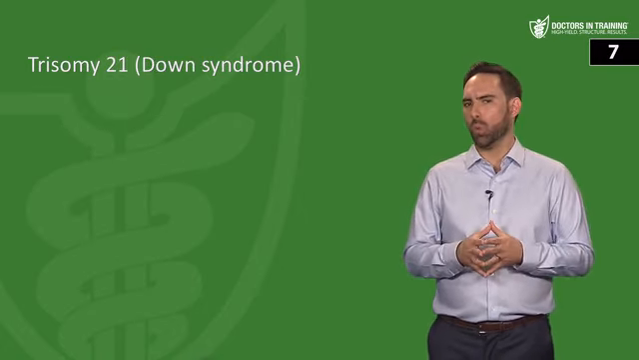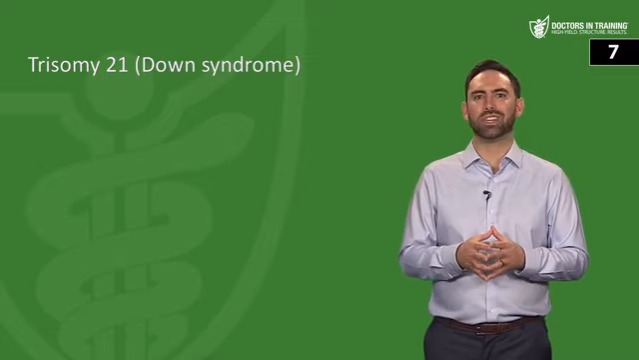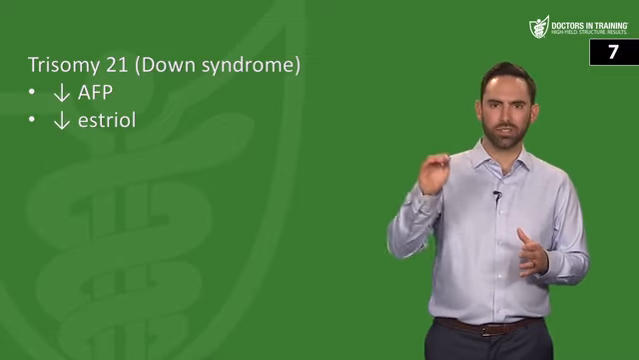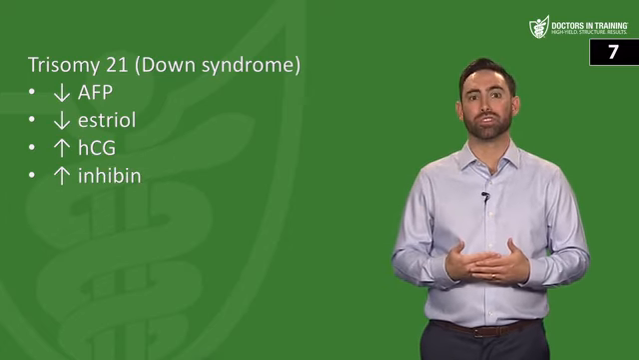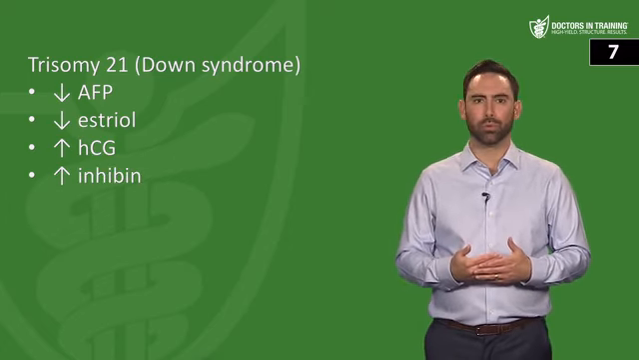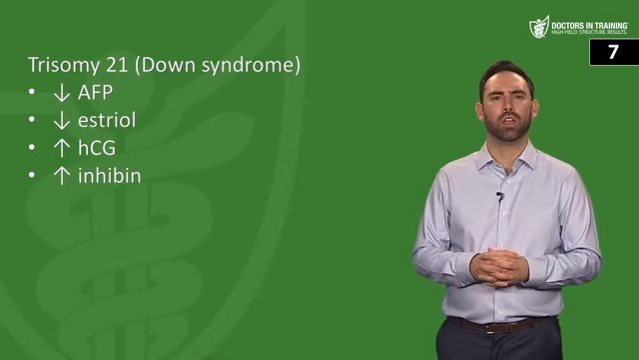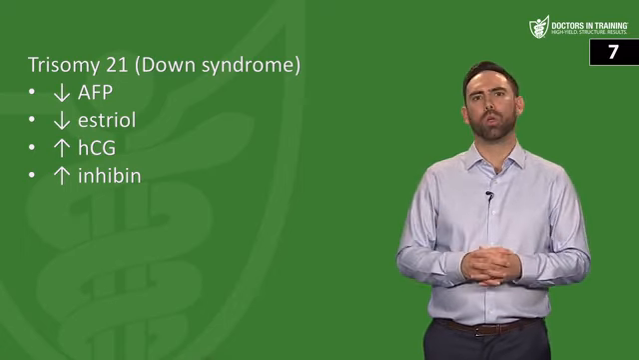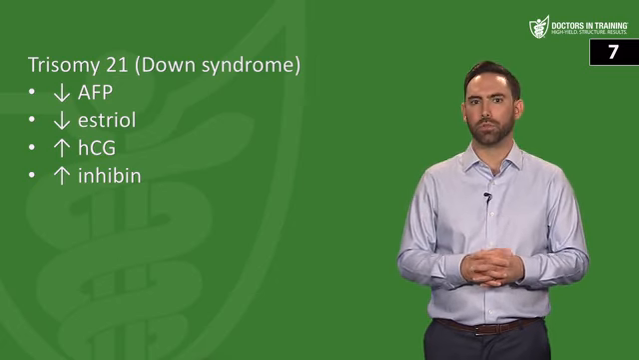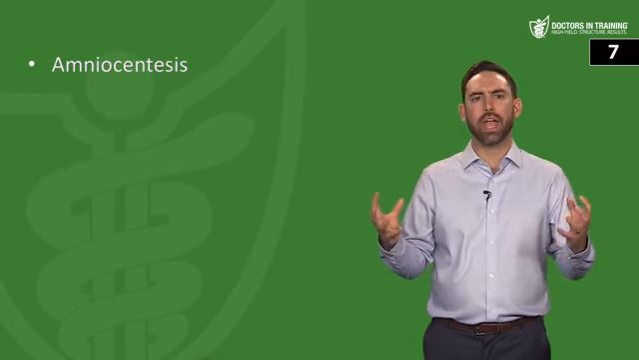With trisomy 21, Down syndrome, you'll see decreased AFP, decreased estriol, and increased HCG. And inhibin is increased as well. Adding inhibin improves the sensitivity of the test. So maternal serum screening is used for screening. We also have a couple of tests that are helpful for diagnosis.